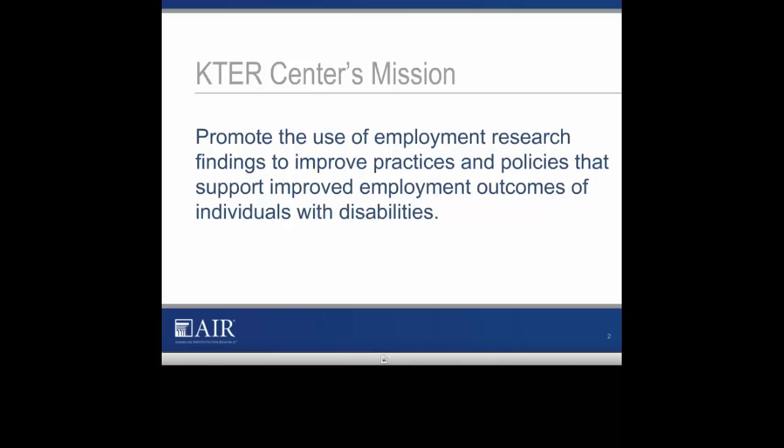Our mission is to promote the use of employment research findings to improve both practices and policies that support improved employment outcomes of individuals with disabilities. Next slide, Ann.